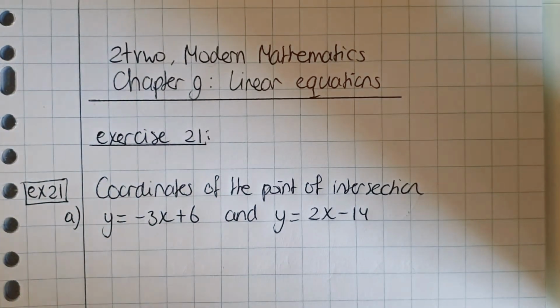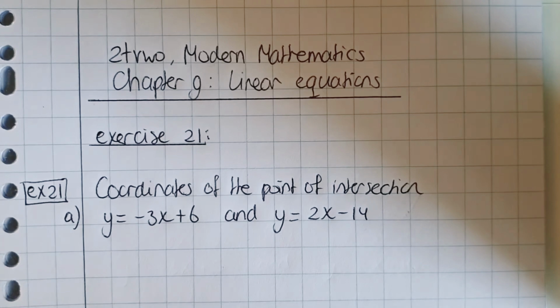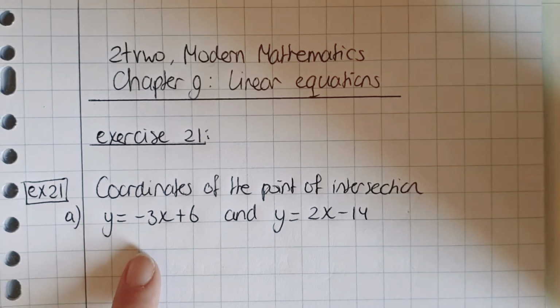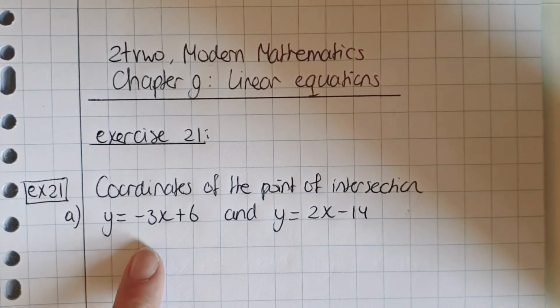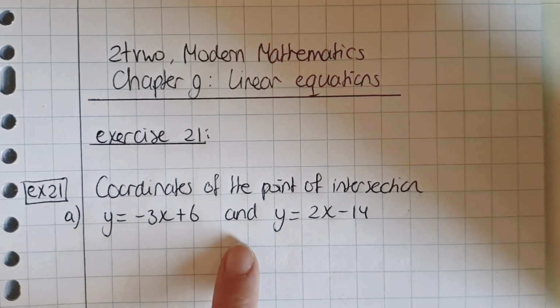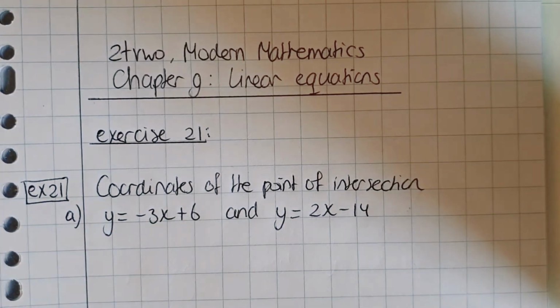In this video I explain exercise 21 of chapter 9, linear equations. In exercise 21 it says, for each pair of linear formulas, calculate the coordinates of the point of intersection of the graphs. Now, this is the first one. There's an A, B and C. This is A. Y is minus 3x plus 6 and y is 2x minus 14.